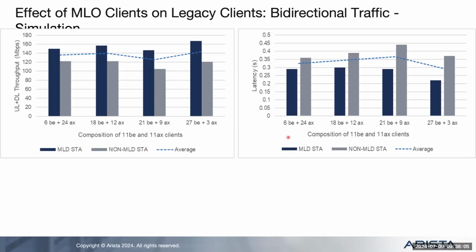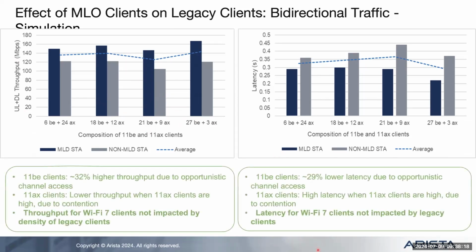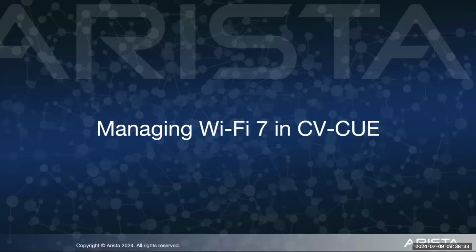Yeah. So this is a similar pattern we see for the bidirectional too. Everywhere we see high throughput and low latency for enhanced reliability in a highly dense environment. The efficiency we get is that Wi-Fi 7 client throughput is not impacted, and the latency of Wi-Fi 7 clients is not impacted by the legacy clients. So that is a very interesting client mix observation.